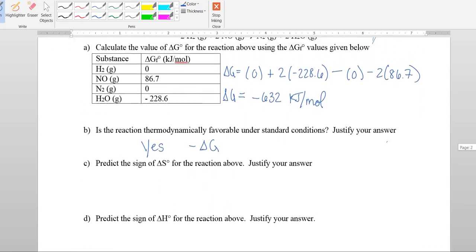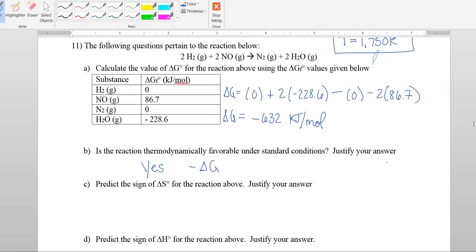Predict the sign of delta S for this reaction. Justify your answer. Well, let's look at this reaction. On the left, we have 4 moles of gas, and on the right, we have 3 moles of gas. So state of matter stays the same, but I'm decreasing my moles, so I have less disorder, so it is a negative delta S value there.